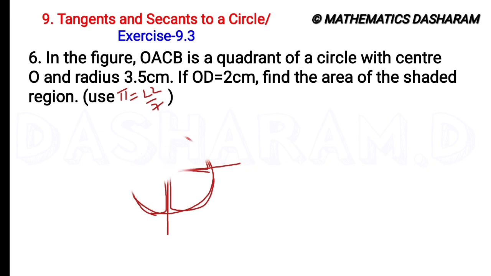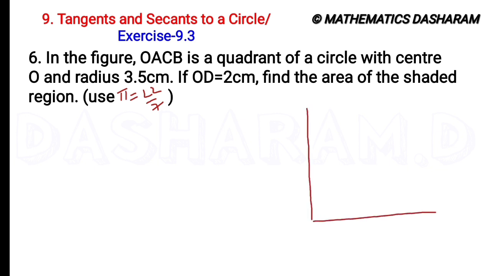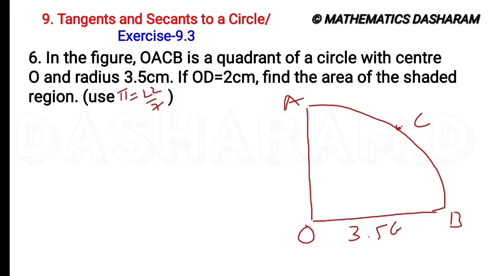Each part is called a quadrant. Okay. So here he gave only one quadrant, that is OACB. So let us draw a quadrant. Here is a center O. Here O, A, C, here is a C and it is a B, and with the center O, radius 3.5. Here OB is 3.5 centimeters, OD is 2 centimeters. Then find the area of a shaded region.